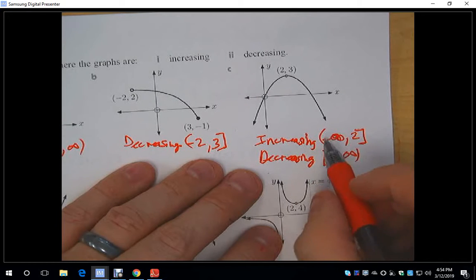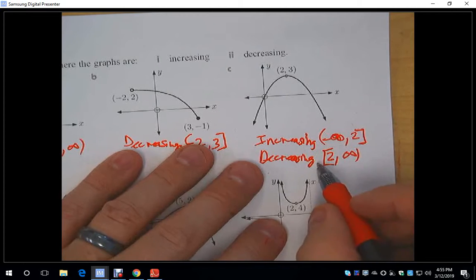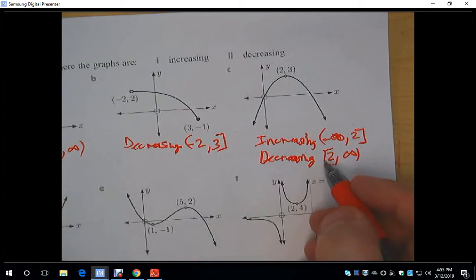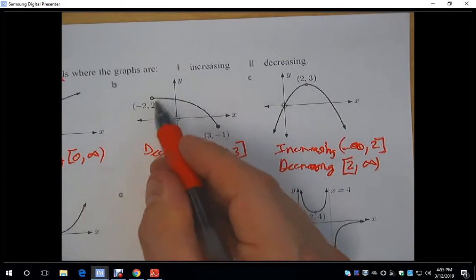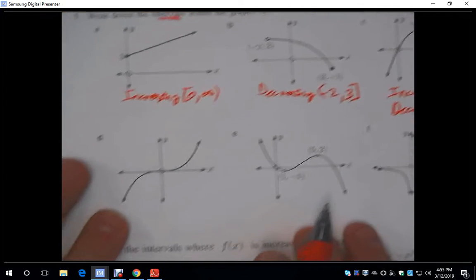And the explanation is that we're just looking at the interval. From the interval from -infinity to 2, the graph is increasing, and decreasing from 2 to infinity. So trust me, you use brackets, not parentheses, for this particular problem. If there's a hole in the graph like this over here, we're going to use parentheses. So let's look at the next one.